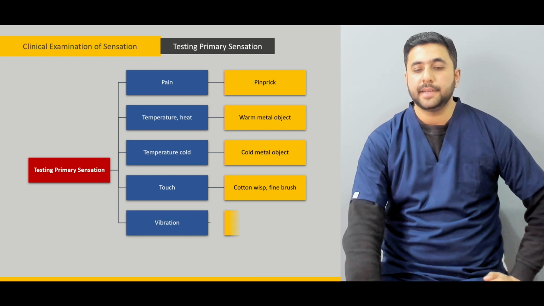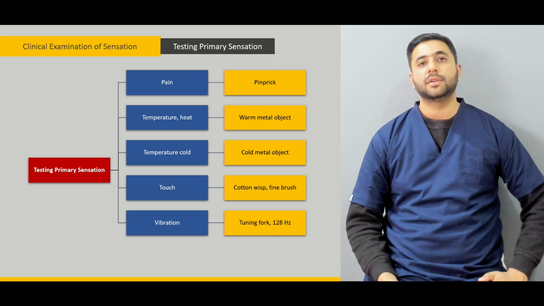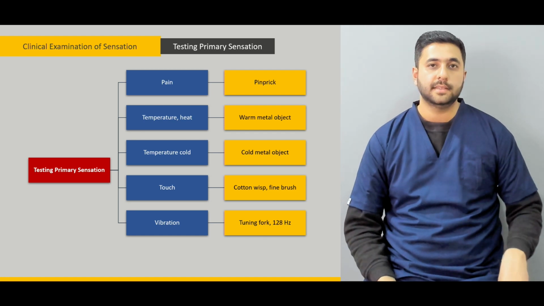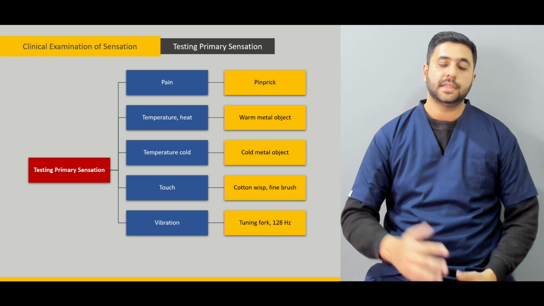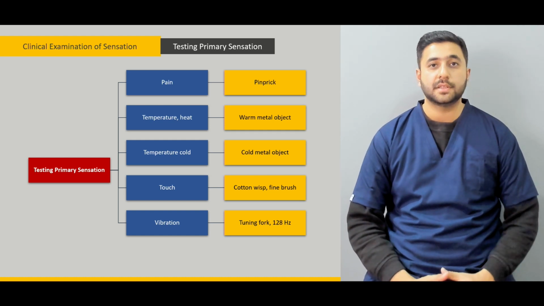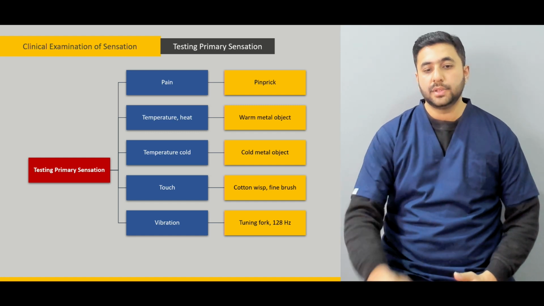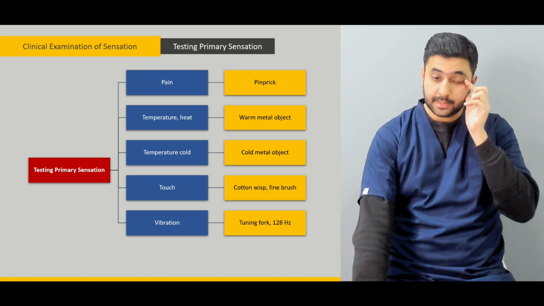Similarly, to test the vibration sensation, we use a tuning fork. We vibrate the tuning fork and then move it over the various joints or parts of the body, the various tendons, and that gives us an appreciation of the vibration sensation, which in turn gives us a good idea of the integrity of the dorsal column medial lemniscus pathway. So these are the basic investigations which we do at the bedside to test for the primary sensations.